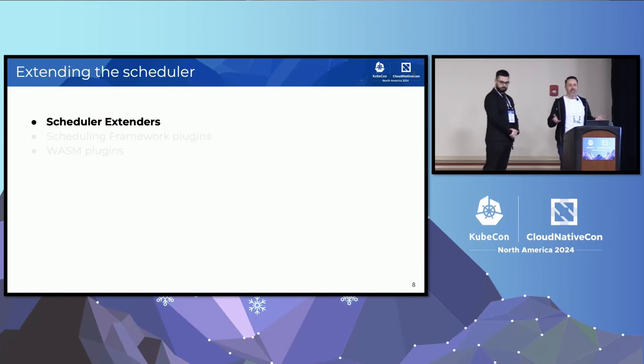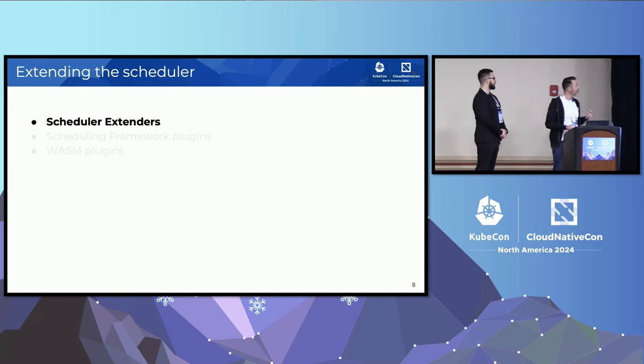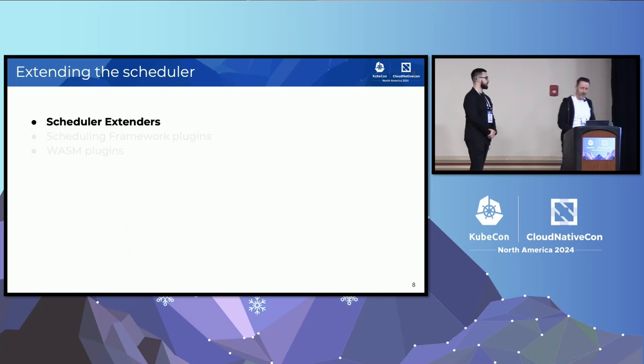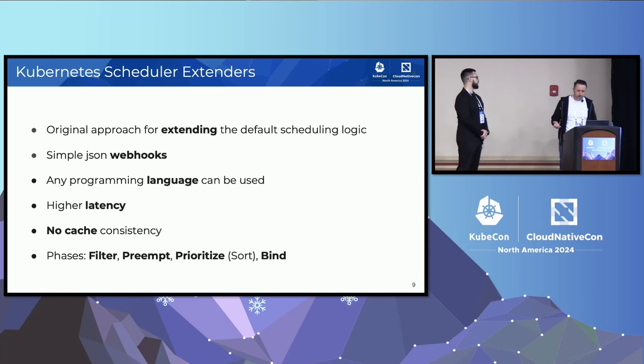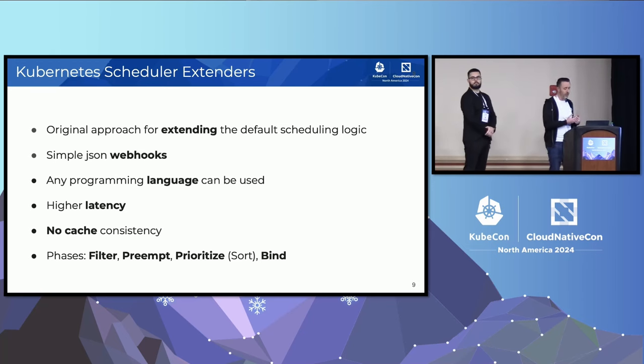So if you came to this talk, you're quite likely to wonder how you can conjure up your own scheduling spells. So we will start with the OG, the scheduler extenders. The scheduler extenders were the original methods for extending the Kubernetes scheduler with simple JSON-based webhooks. And this allows any programming language to be used. And while this approach allows flexibility, it can also introduce higher latency in the scheduling decisions. This is mostly because of network calls and also serialization and deserialization of JSON. It will also lack cache consistency with the scheduler's internal state because it is running as a completely separate process.